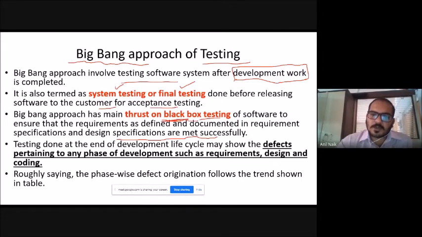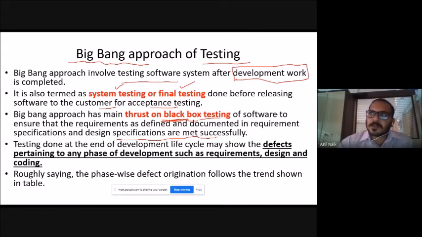Black box testing approach means we mainly look at the input and output. Suppose we provide the correct username and password, then we are logging into that particular application, and we are accessing the features. So we look at input and output. We are not bothering about the internal logic, how they developed the software and all.